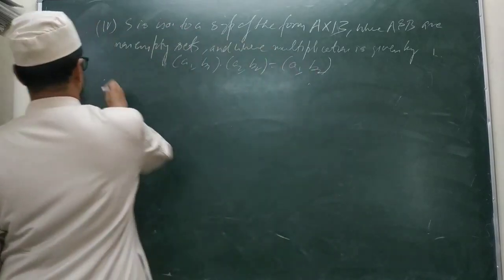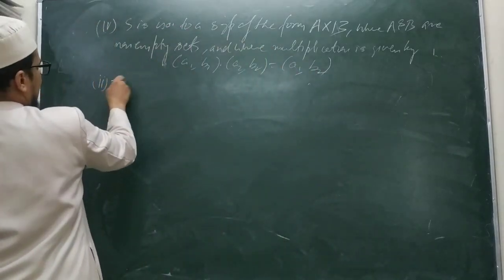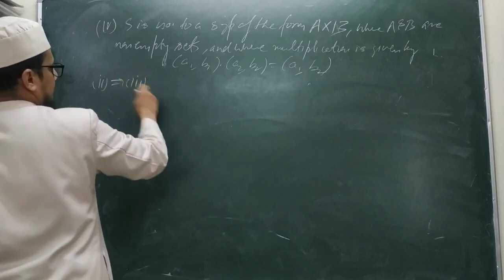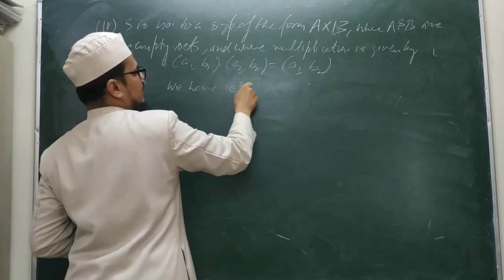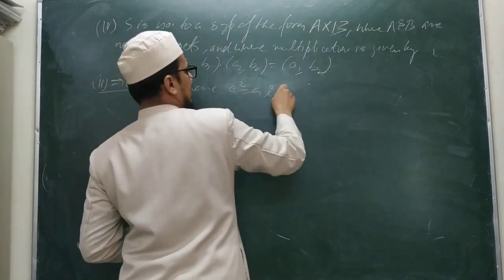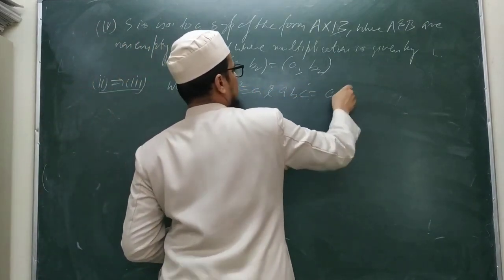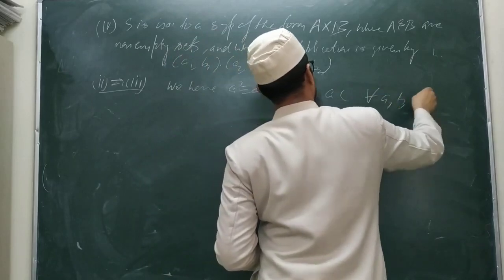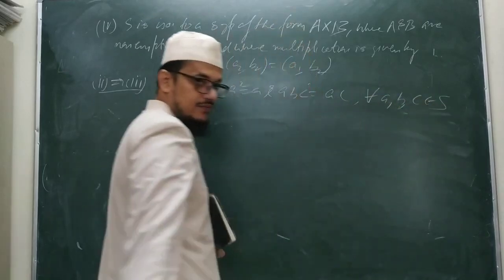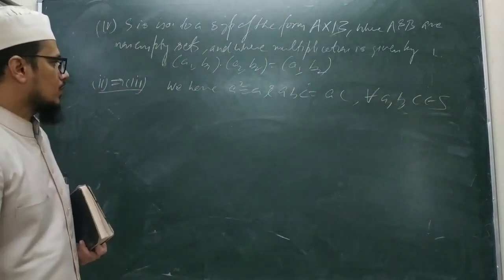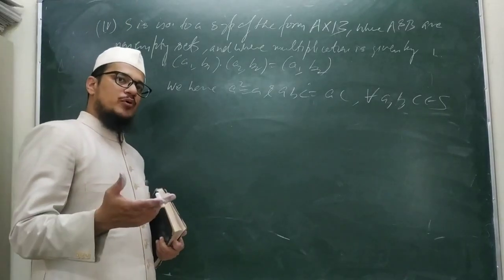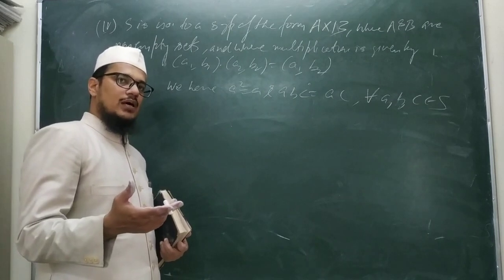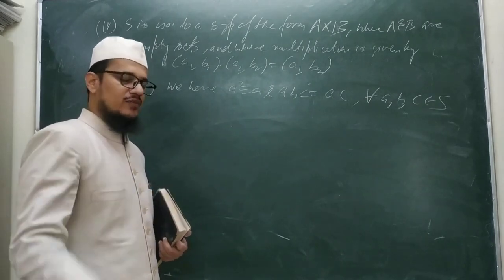So now we have to prove second implies third. That is, we have a square is equal to a and abc is equal to ac for every a, b, c belongs to S. This we have, correct? Now we have to prove that S is isomorphic to the direct product of a left zero semigroup and a right zero semigroup. This we have to prove.